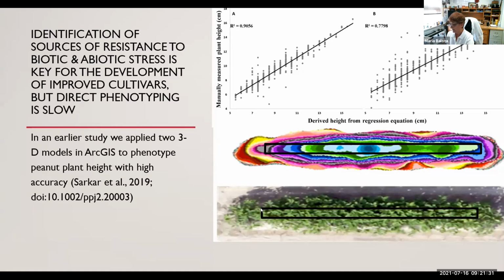In the picture at the bottom of the screen, you can see how we collected plant height. Basically, it is from the entire row and the main stem plant height. And then the relationship between derived and manually measured plant height with the 2 models. One is a little bit better than the other, but the one with higher accuracy requires a little more computer work, whereas the other one is pretty much straightforward.